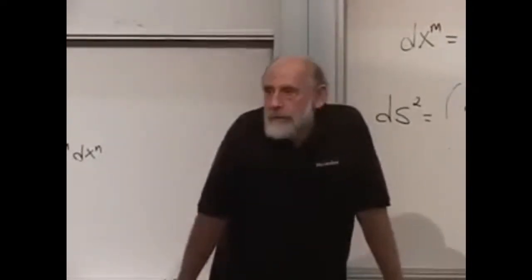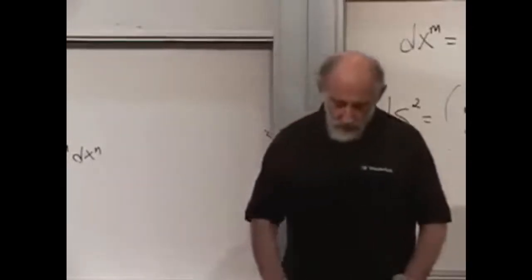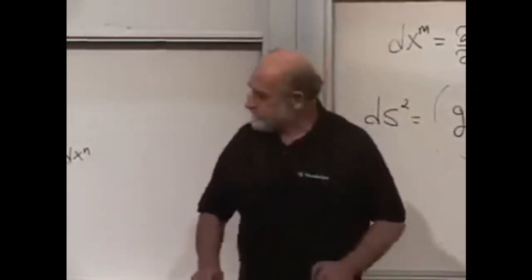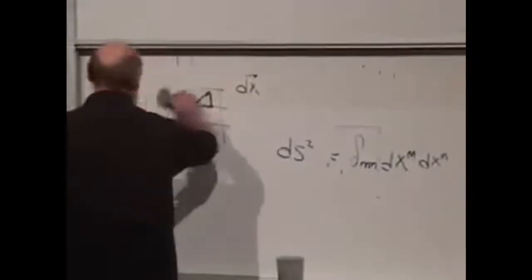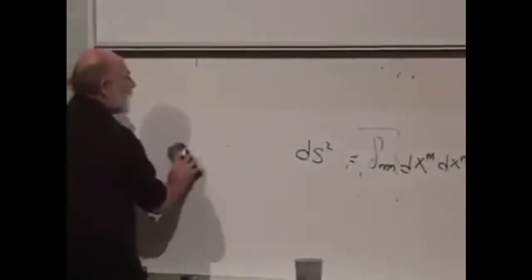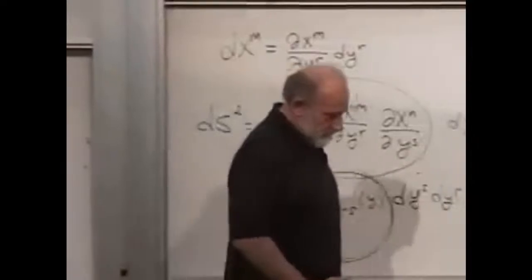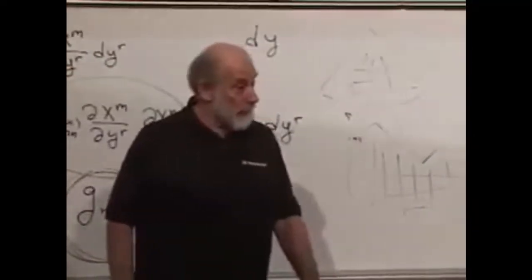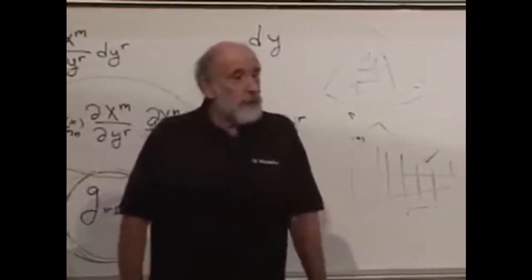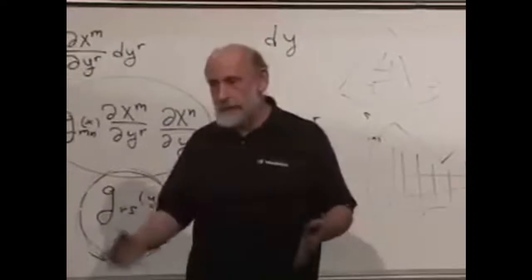Is this clear? Okay. Let me just do a couple of examples of metric tensors of spaces. The first example is really just flat space, flat space in curvilinear coordinates. We've talked about it abstractly.